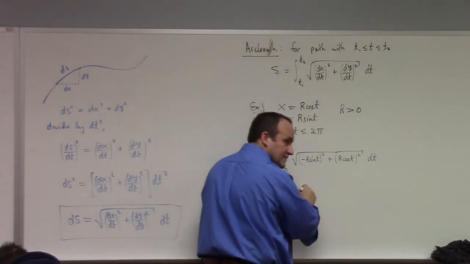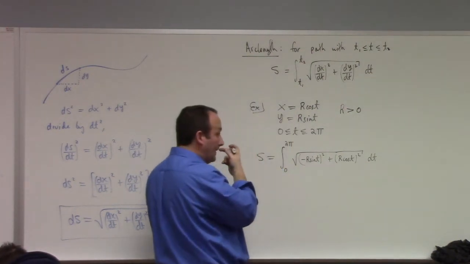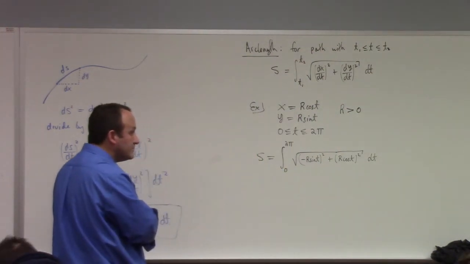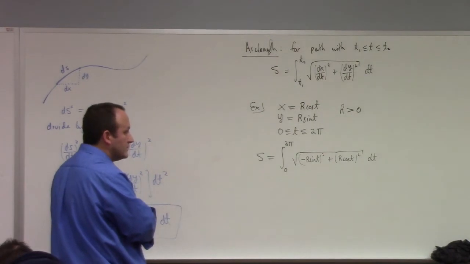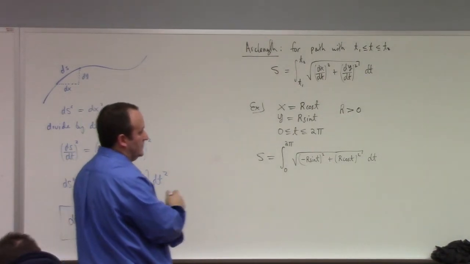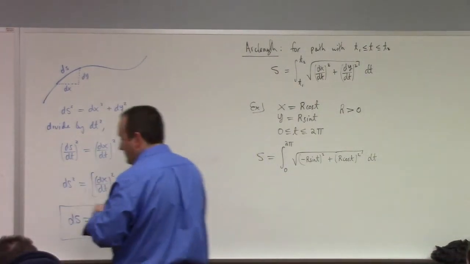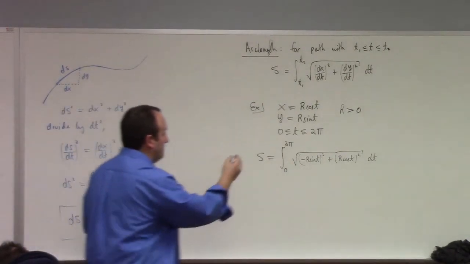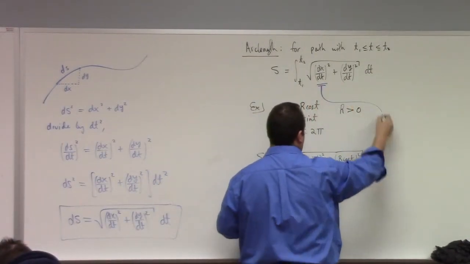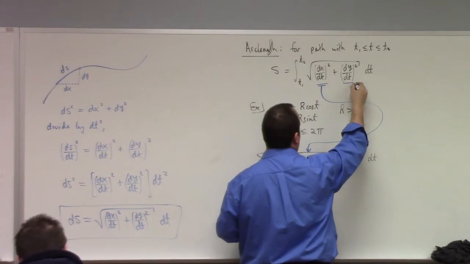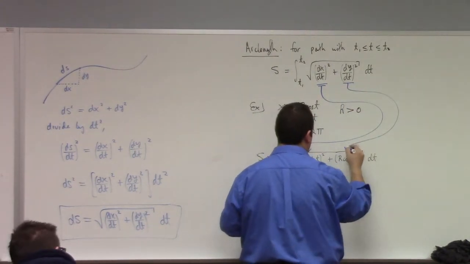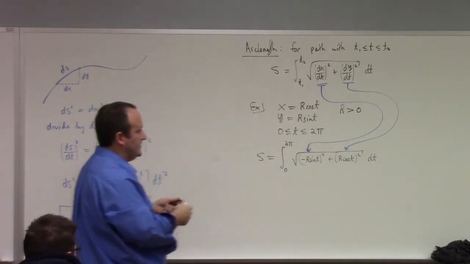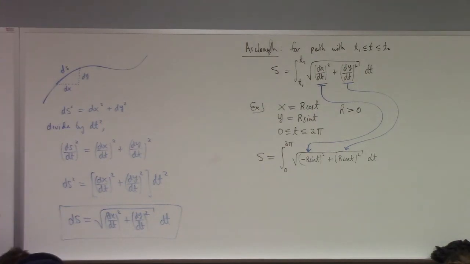So, yes? Why is y equals r sine t? Why did it become negative instead of integral? So it's not x, it's dx dt, and it's dy dt, so yeah. That's fine, no problem.